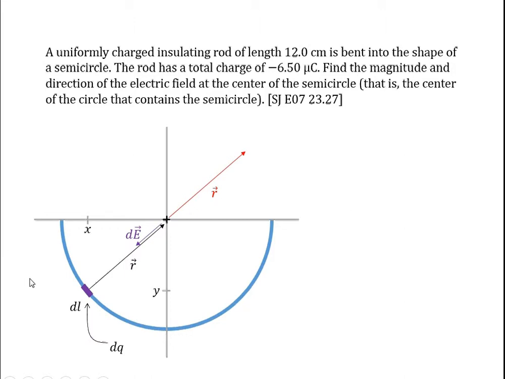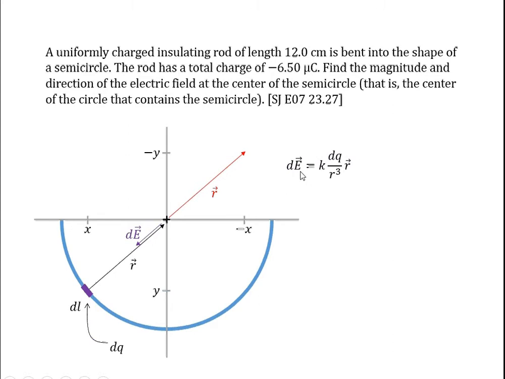We'll need the coordinates of this piece of charge. If we call those x and y, then it turns out that the r vector itself is going to have coordinates the negative of x and the negative of y. That looks a little bit strange, but for instance, x itself in this picture is a negative number. So then the negative of x works out to be a positive number and is in agreement with this being in the first quadrant as drawn.